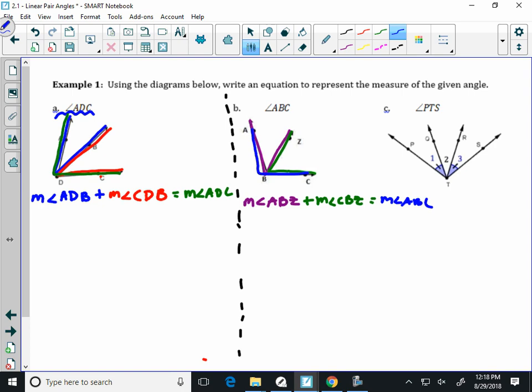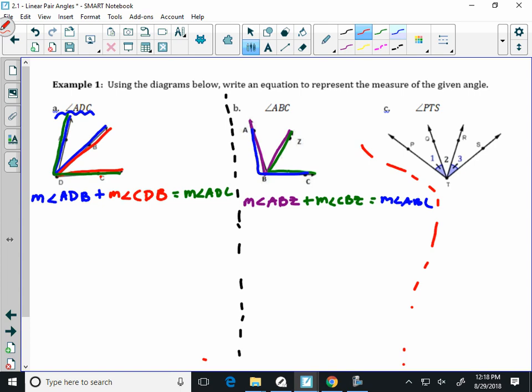And that's true every single time. Add the little angles together equals the big angle. What's a little bit different about this one?